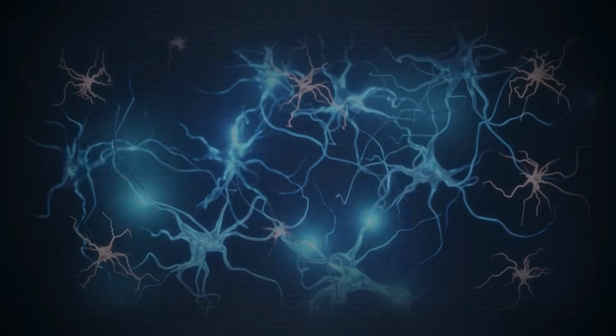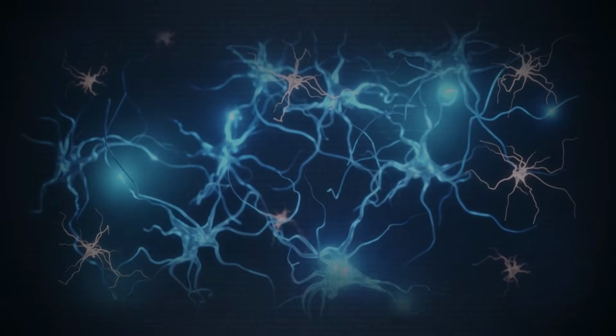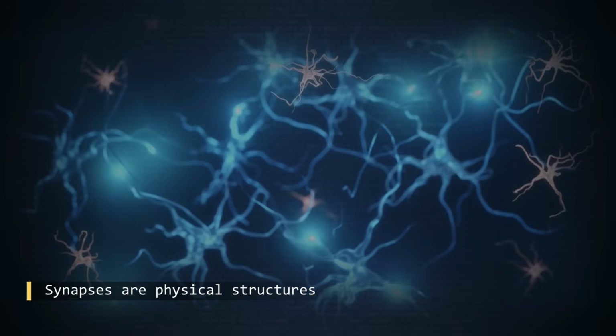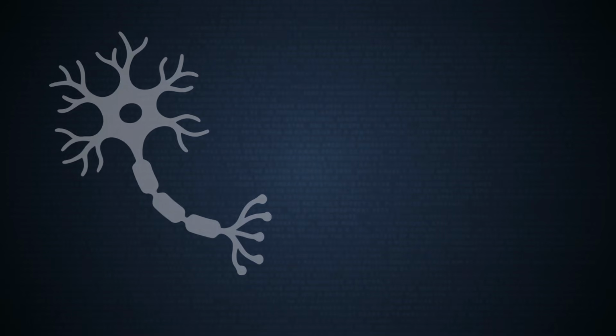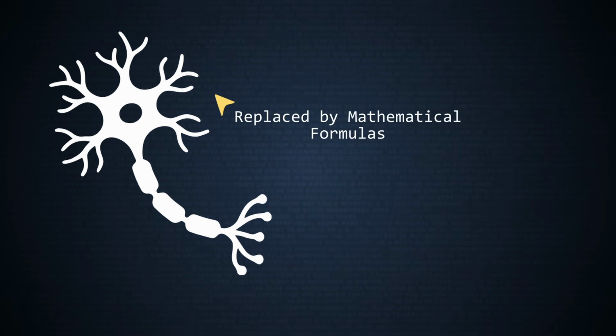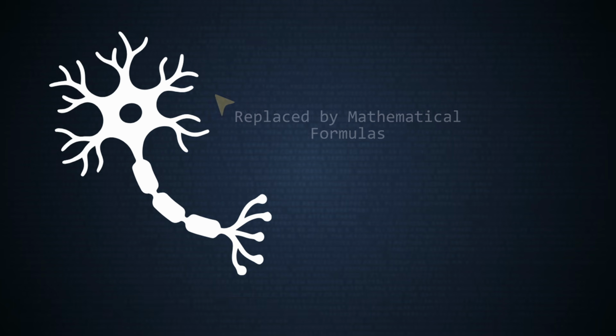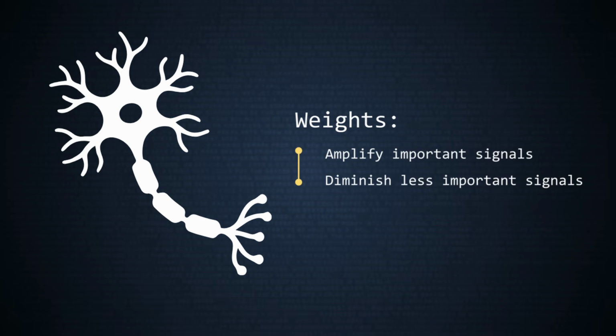Connections between real neurons are physical structures, called synapses. This is where signals are exchanged. In artificial neurons, these connections are replaced by mathematical formulas. Each connection is governed by a weight, a number representing the importance of that connection. Weights enable the network to amplify important signals while diminishing less relevant ones.